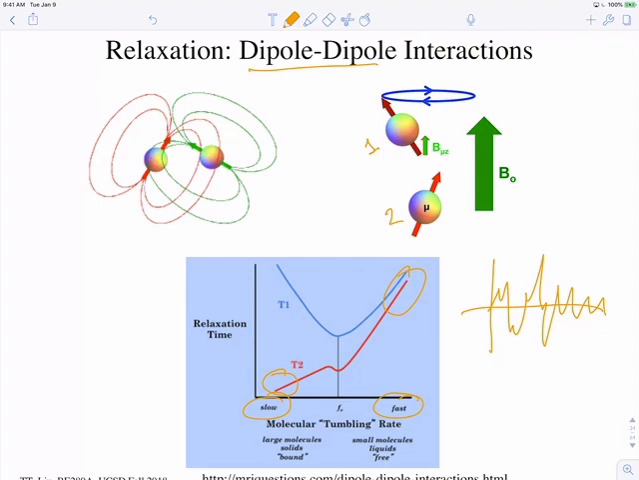Okay, so we have this distinction between T2 where you sort of see as the tumbling rate gets faster, the T2 gets longer, whereas for T1, there's sort of this sweet spot, where you have to be just right because you have to be tuned to the lower frequency. All right, so that's basically the hand-waving argument as to why these things occur.